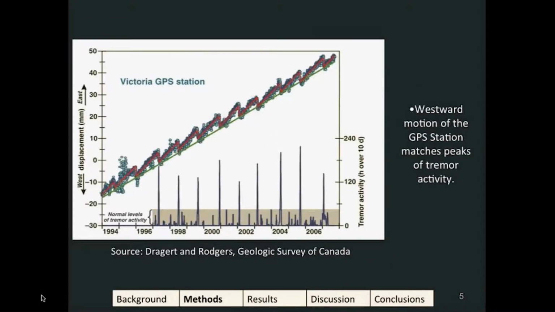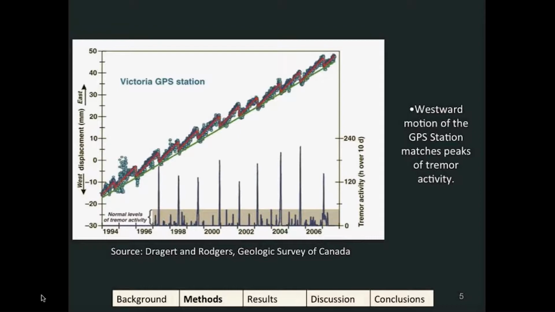Okay. So in order to do that, we had to look at the GPS time series and the seismic signal, which is the tremor. So just to walk you through here, these little blue dots are the GPS positioning, and you can see the sawtooth pattern. So generally, when the plate is subducting, like I said, it's moving east, and that's the upward trend. But whenever there's a slow slip event, there's a dip, and that means it's moving west.